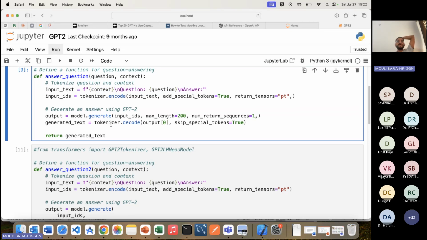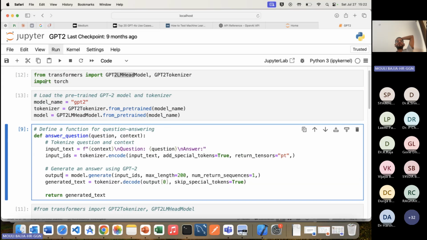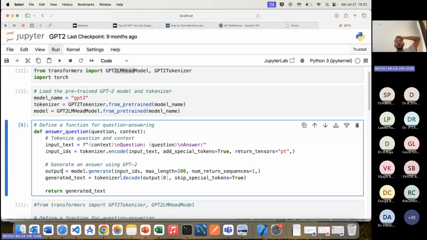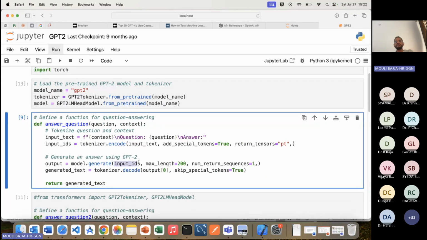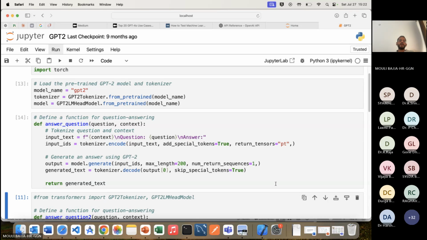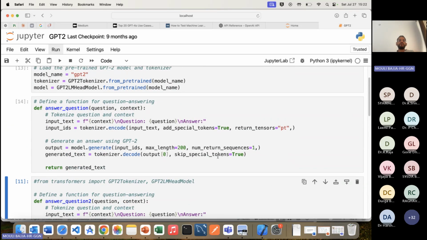Now I'm going to generate an answer. For that, output, use the model. In the model, generate, use input IDs. Length could be under 200, and number of returned sequences is 1 or 0. You can limit it so it should not return more than once. Then generated text: you decode the generated text from whatever format is available, using the tokenizer, into normal English and return it. So I run this function.